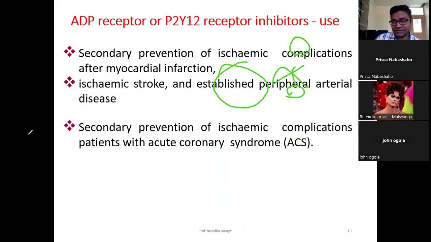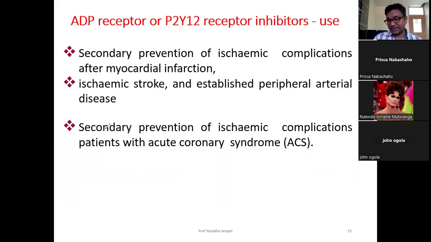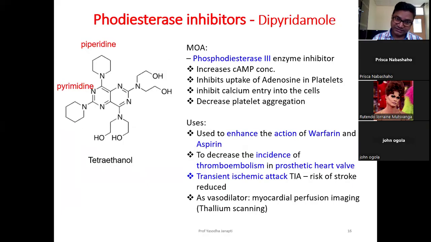So these are the uses: secondary prevention of ischemic complications, ischemic stroke, peripheral artery diseases like deep vein thrombosis and all those things. Then in acute coronary syndrome, angina pectoris, myocardial infarction, in those conditions we use these drugs.